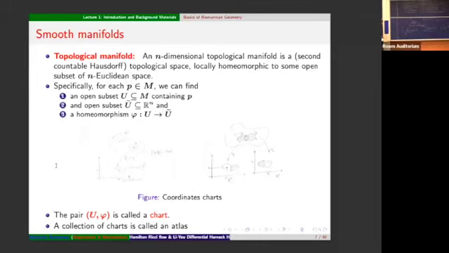In what we have discussed here, we have said some things about the third property that I mentioned on the board. We have said that there is an open subset U of M containing P, and an open subset of Rn.